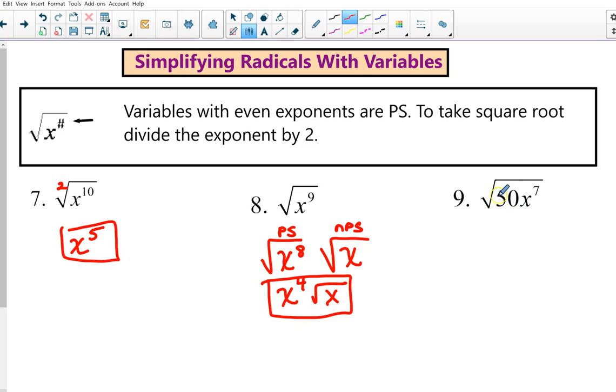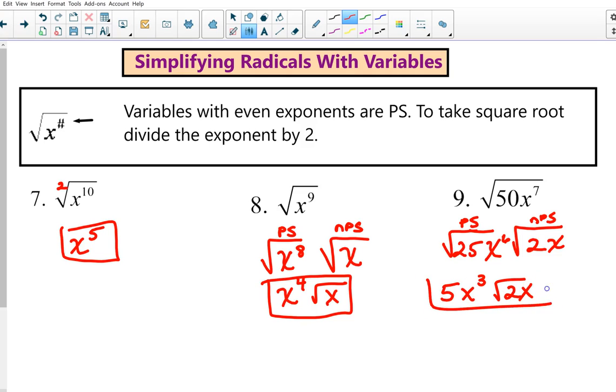So now we have both a number and a variable. To break it up, we're going to break it into the perfect square piece and the non-perfect square piece. The highest perfect square in 50 is 25, and 2 is the non-perfect square factor. And the highest perfect square in x to the 7th is x to the 6th, times x. This simplifies into 5x cubed, dividing the exponent by 2, and here's my final answer.